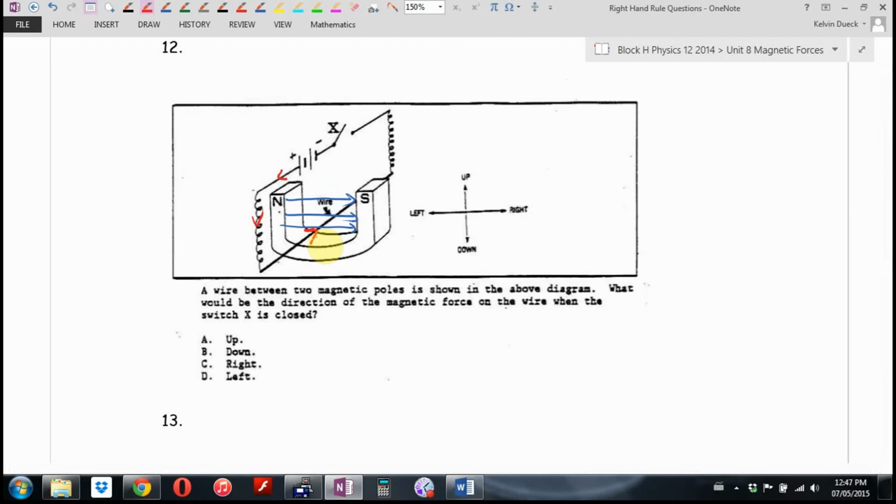Let's see. Current? Yes? Magnetic field? Okay. Now here's probably where I would choose to maybe turn the paper or something. B, down.